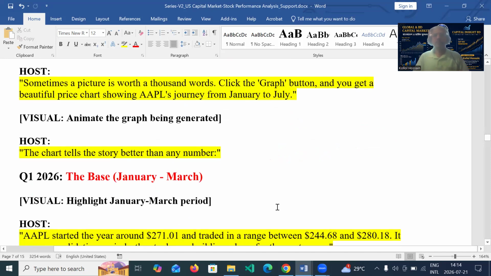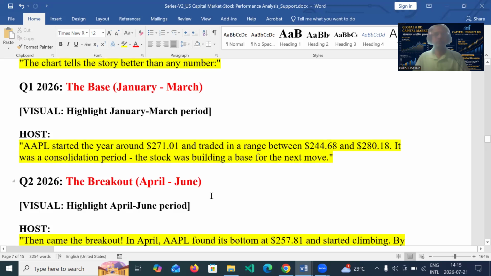Sometimes a picture is worth 1,000 words. Click the grab button and you get a beautiful price chart showing Apple's journey from January to July. You can select any ticker, any date range, and generate a graph there. The chart tells the story better than any number.